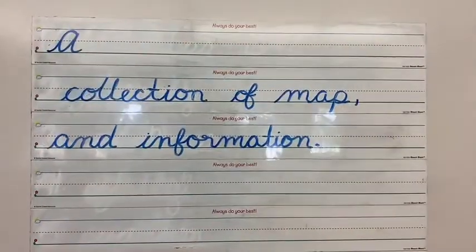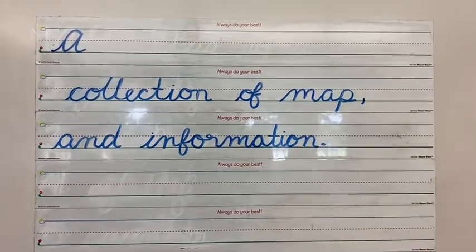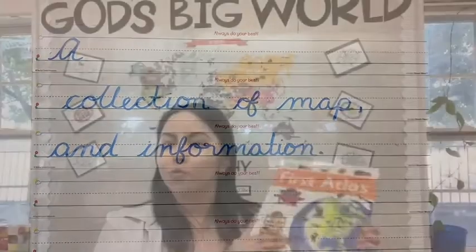All right, so what we're gonna go ahead and write is this. A collection of maps and information. Go ahead and press pause if you need to. Great job. So what is an atlas? An atlas is a collection of maps and what else? Information. All right.